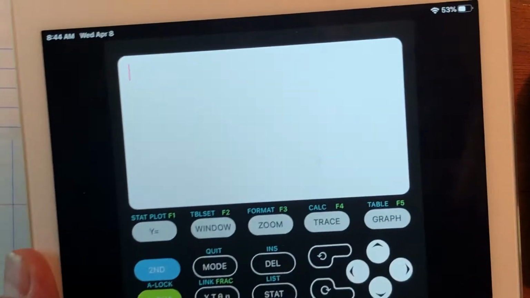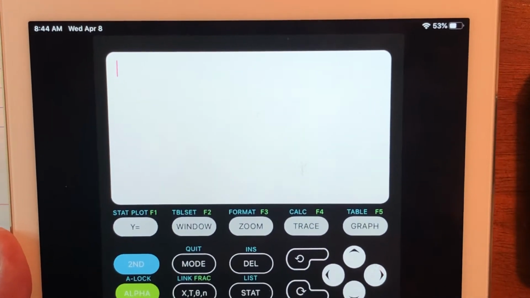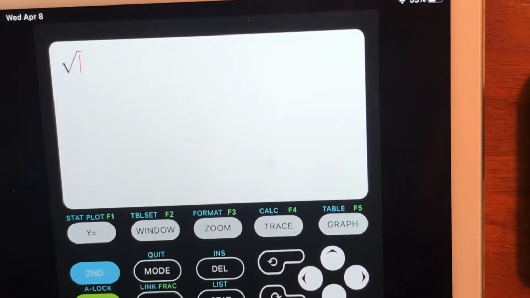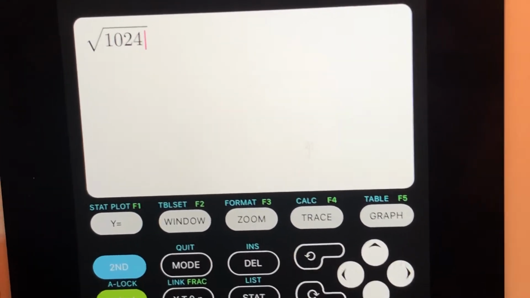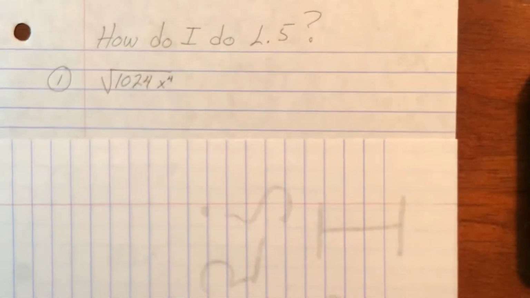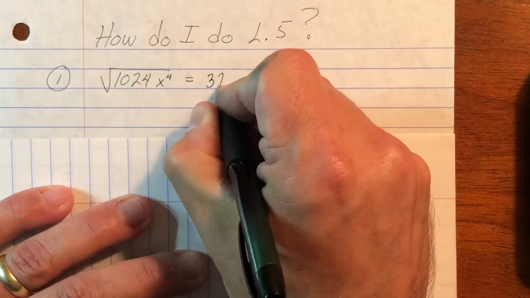I don't know either, so I'm going to use a calculator. On your calculator app, that's the TI-84 app, download that if you don't already have it. We're going to take the square root of 1024. And how about that? It is a perfect square, it's 32. So that means the square root of 1024 is 32.